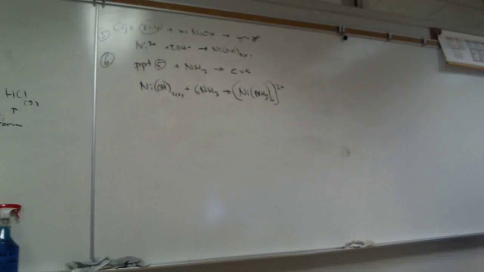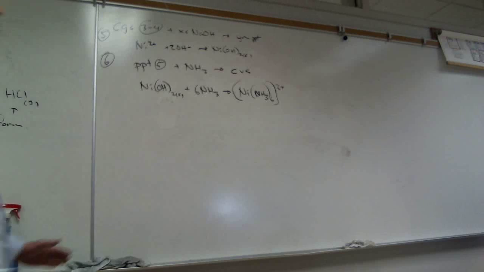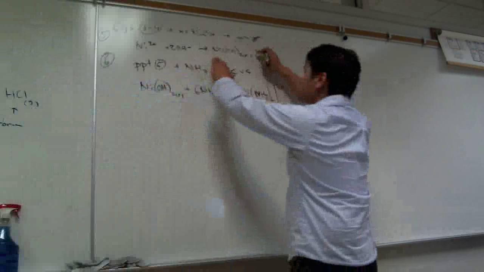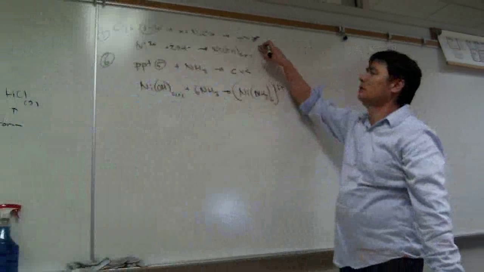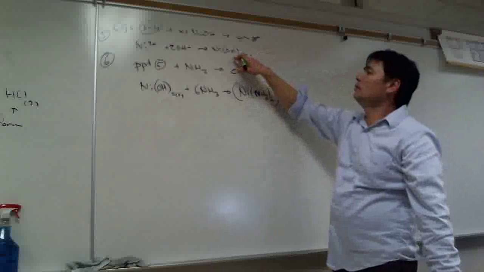So what's a positive test result for nickel? A positive test result for nickel is you get a green precipitate that dissolves. And so, well, let's look at this. This green precipitate is pretty characteristic of nickel. And so what is a negative?